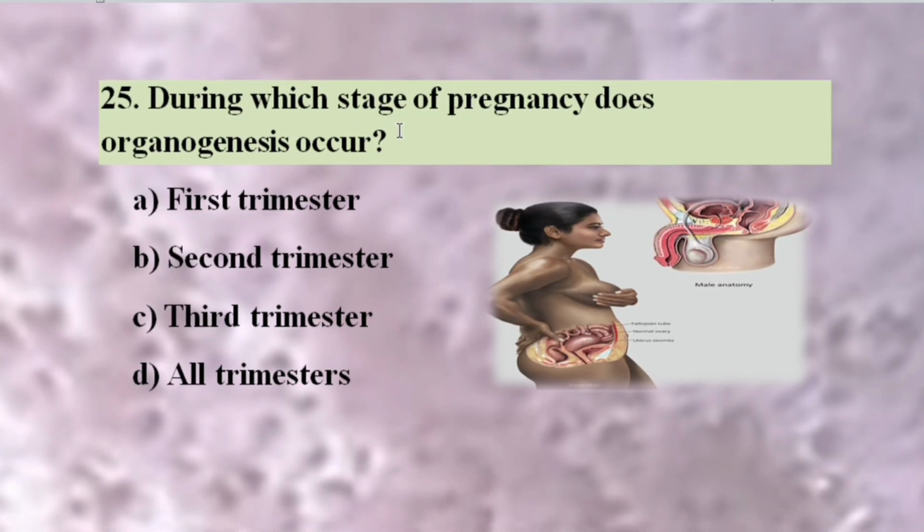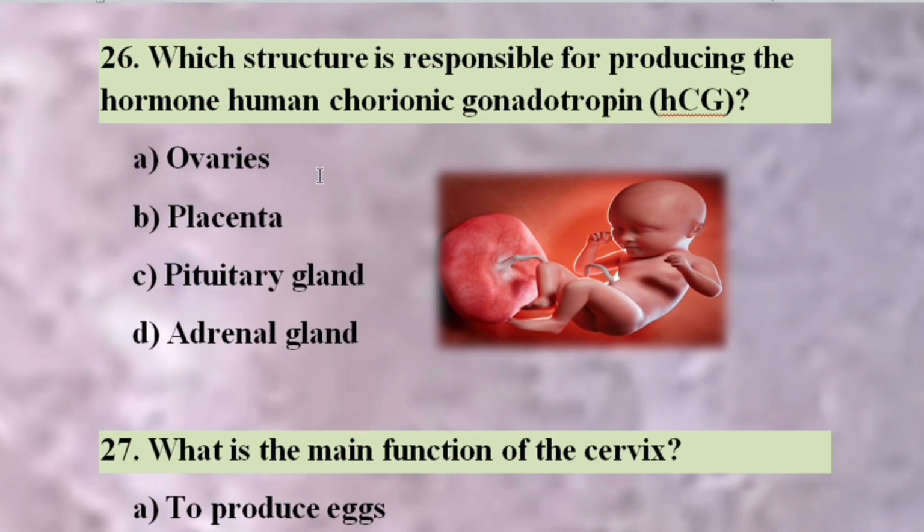During which stage of pregnancy does organogenesis occur? Alpha, first trimester; beta, second trimester; Charlie, third trimester; delta, all trimesters. The right option is alpha, first trimester. Which structure is responsible for producing the human chorionic gonadotropin? Alpha, ovaries; beta, placenta; Charlie, pituitary gland; delta, adrenal gland. The right option is beta, placenta.